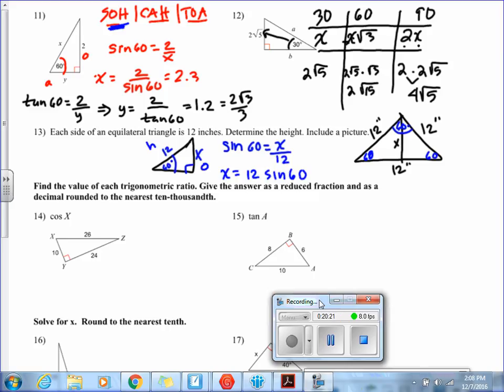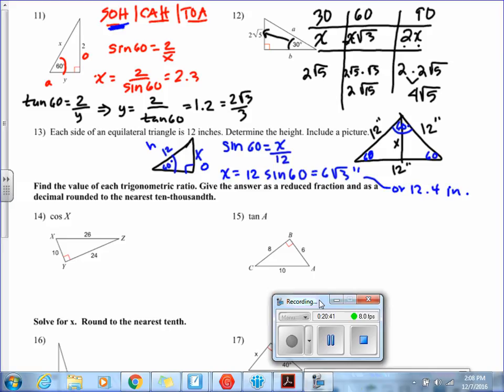So I get 6 radical 3, and it didn't tell us how to write our final answer, but I'm just going to give the decimal version, which is also 12.4 inches. Okay. Number 14.